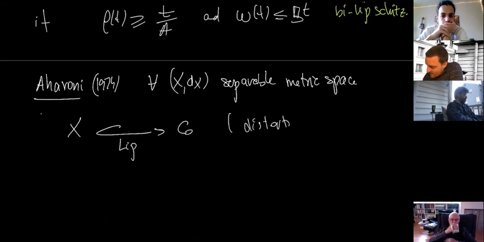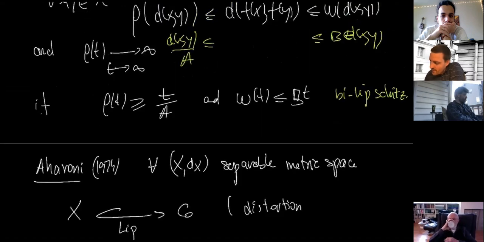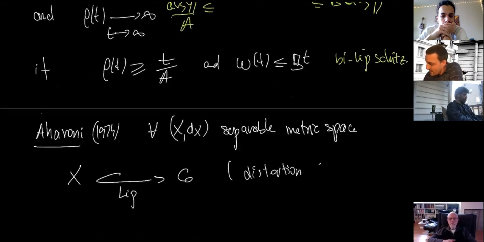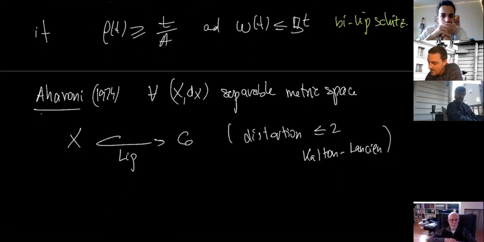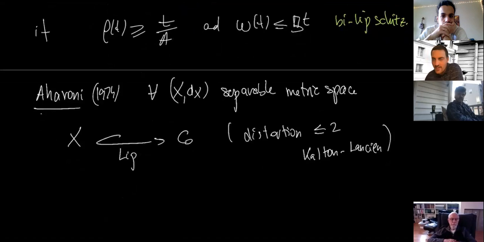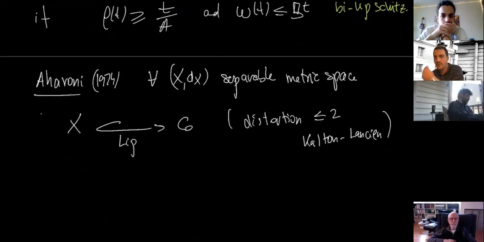And we actually know the distortion. So the distortion, which is just the product of the constants A and B here, this constant can actually be taken to be 2. This was not in Aharoni's original paper, but this was shown to be true by Kalton and Lancien in 2008, I believe. So this is fairly recent, and this is optimal. Okay, 2 is the best you can hope for. But this is just a side remark. It doesn't play any role in what I want to talk about today.